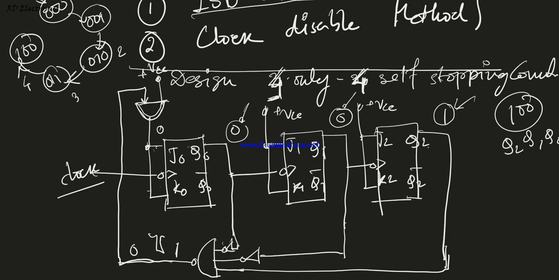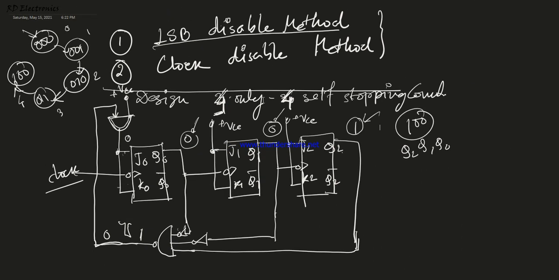So this is the mechanism of LSB disabling. Here the LSB changes from the toggle condition to the no change condition, so that's why it is known as the LSB disable method. Okay, so this is very important.